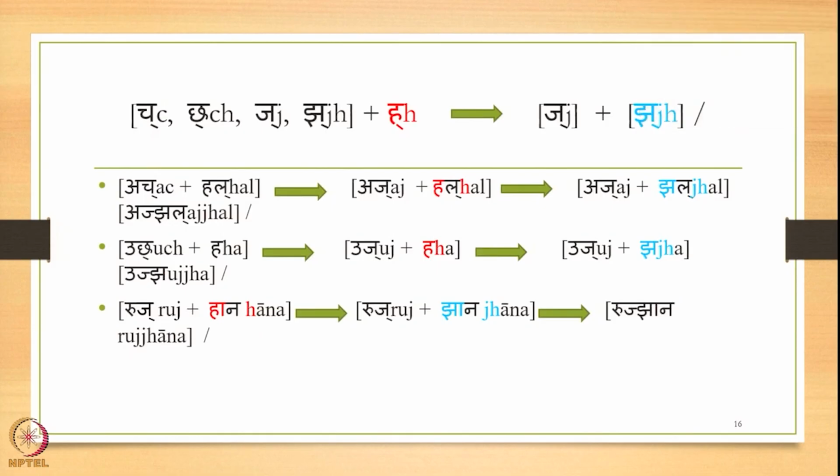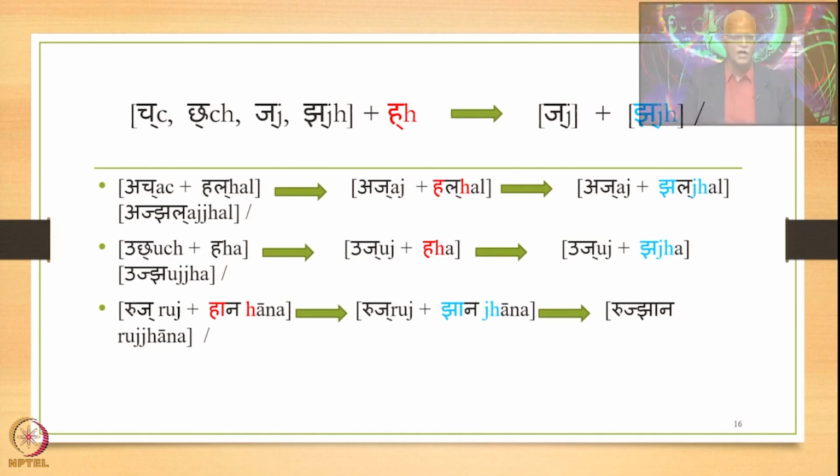Then we have the examples of Ch, Ch, J, Jh plus H as the input, and the output generated by the sutra Jhayohonyatarasyam is J plus Jh optionally, which means that the optional output would be J plus H.